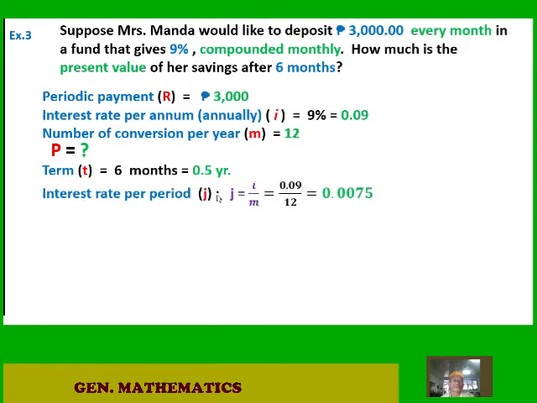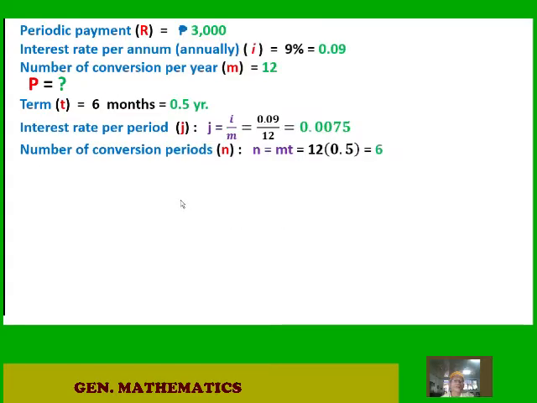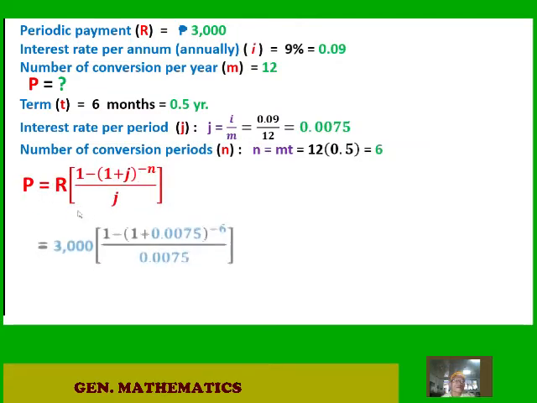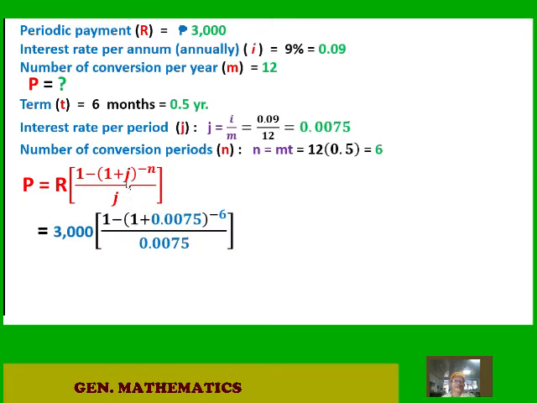So let us solve for J and N. So substitute I, 0.09, and M is 12. N is M times T, M is 12, T is 0.5. Then using the formula, R is 3,000, J is 0.0075, N is 6.